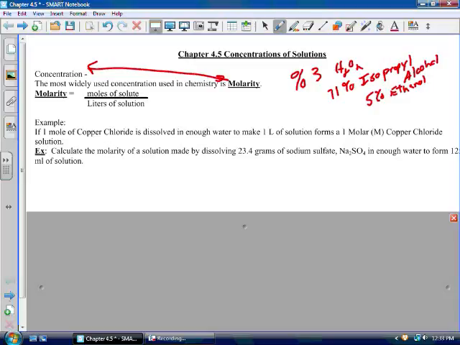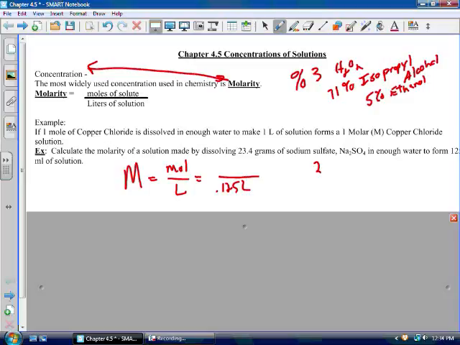In our first example, we're asked to calculate the molarity of a solution made by dissolving 23.4 grams of sodium sulfate in enough water to form 125 milliliters of solution. Again, molarity is concentration. So we need to know moles of solute over liters of solution. In this problem, we're not given either of those two numbers. We are given grams of solute and milliliters of solution. To get liters of solution, we can simply move the decimal and know we have 0.125 liters of solution. To get moles, we're going to do what we learned in Chapter 3.